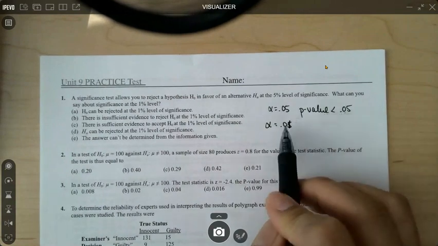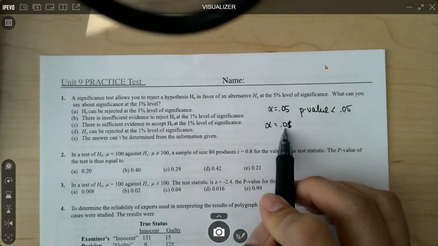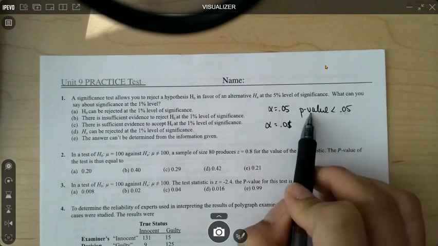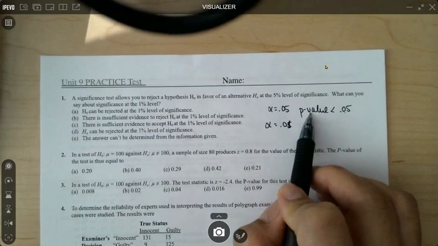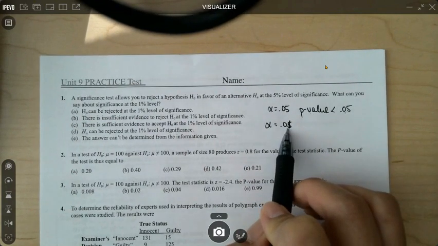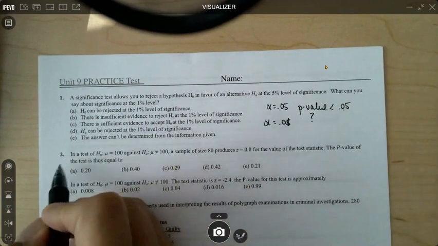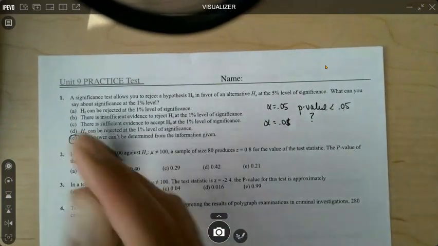If it were 0.04, we wouldn't be able to reject at 0.01, but we would also reject at a 0.05 level if our p-value was like 0.001, which would also be less than 0.01. So since we don't know what our p-value is, we say that the answer cannot be determined from the information given.